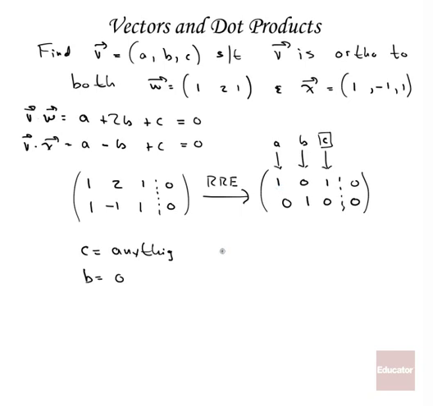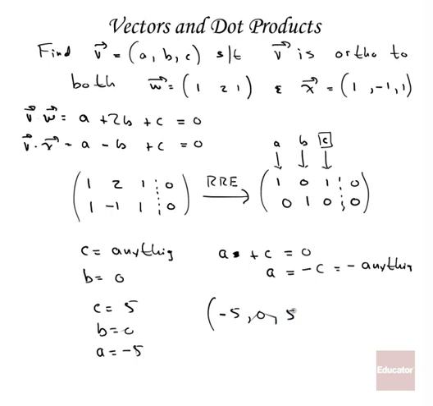And now A is equal to, well, actually, let me write it differently. A plus C equals 0, therefore A equals negative C, or negative anything, because I can choose anything for my C. So let's just say that C equals 5. That means B equals 0, and A equals negative 5. So one possible answer is negative 5, 0, 5 for my vector V.